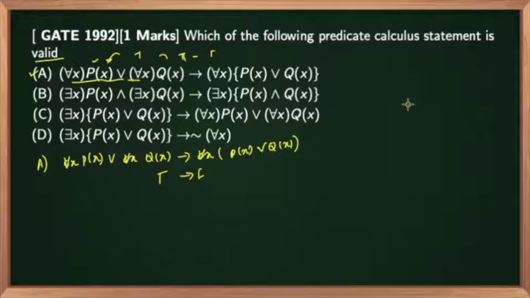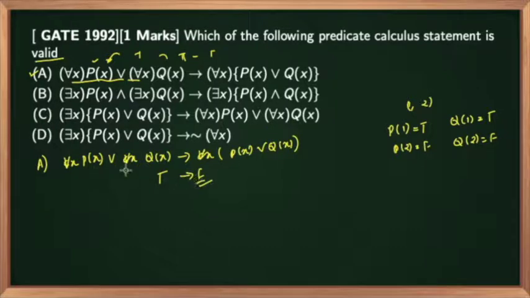So let's assume our domain has two elements, 1 and 2. P of 1, let's assume it is true. Then P of 2, I cannot make both true because I need to have false here, so let me make it false. Similarly, Q of 1, the first one I will make true, and Q of 2 I will make false. Now if you see the right hand side, we have P of 1 or Q of 1, that is true. The next, P of 2 or Q of 2, that is false. So the right hand side is now false.